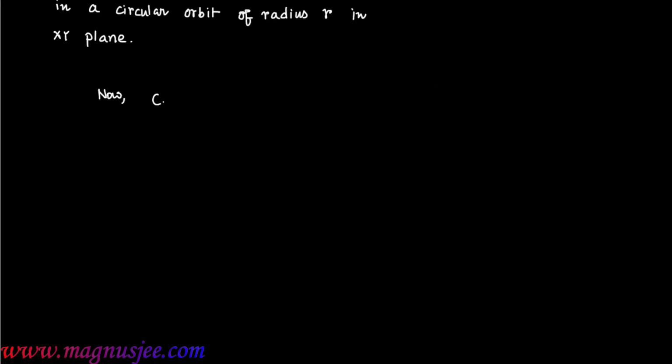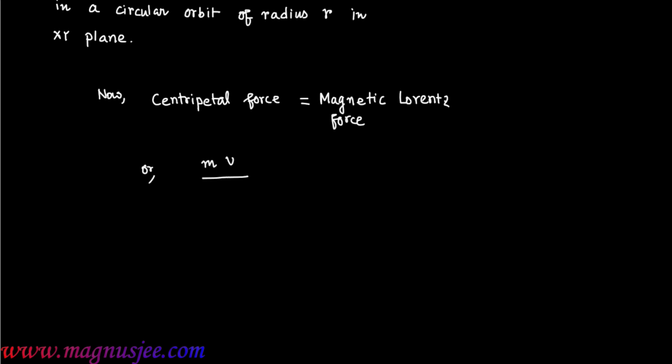Now, the centripetal force is equal to the magnetic Lorentz force experienced by the charged particle. So m v perpendicular squared by r, that is Fc, is equal to q v perpendicular B sine phi. Phi is the angle between the v perpendicular component of velocity and the direction of the magnetic field. This is the direction of the magnetic field.